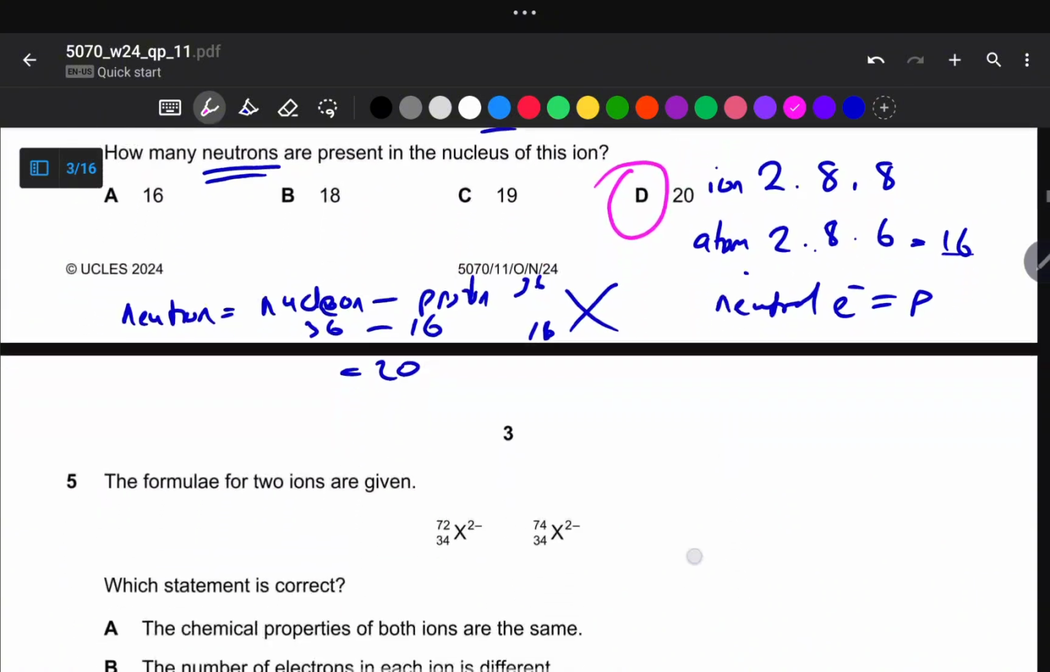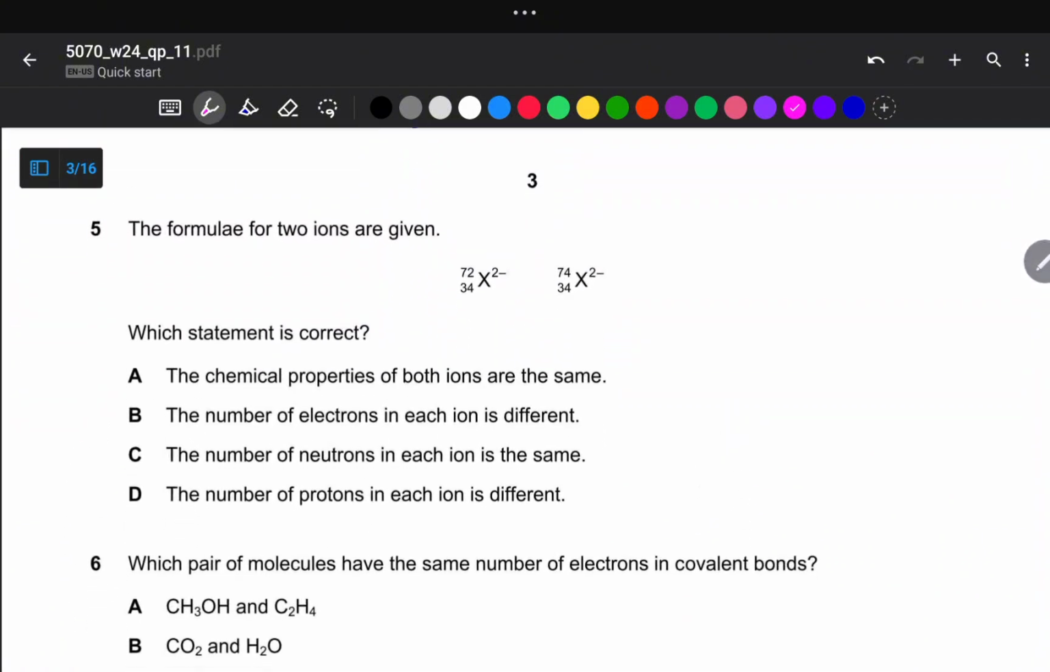So we now move on to question number 5. Question number 5 says the formulae of two ions are given below. So we have got this ion and then this ion. This ion has got 2 minus, and here 2 minus, with proton number 34 and nucleon number 74, and 34 and 72. So these are what we call isotopes: same number of protons, but different mass number or nucleon number, or a different number of neutrons.